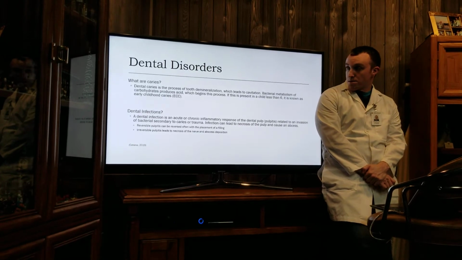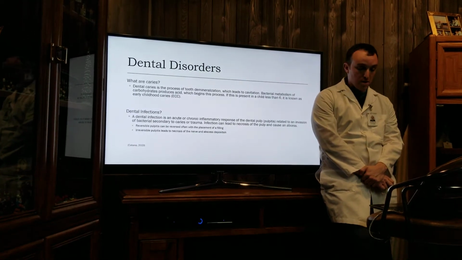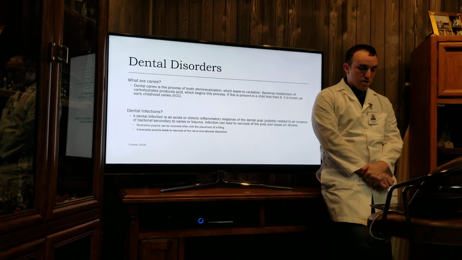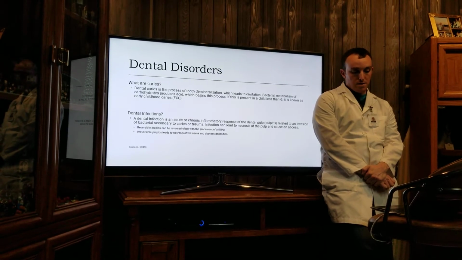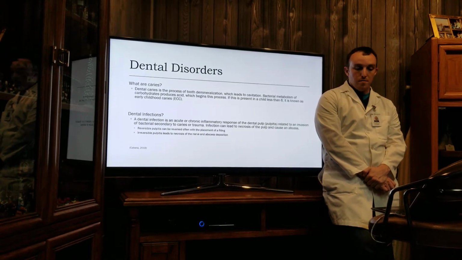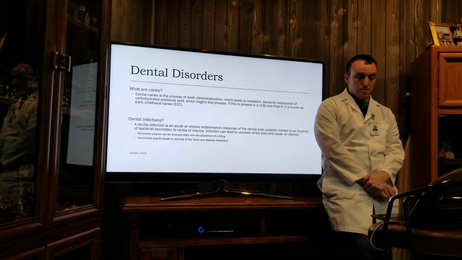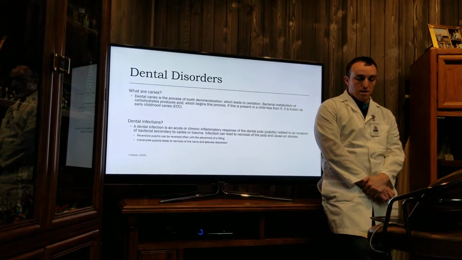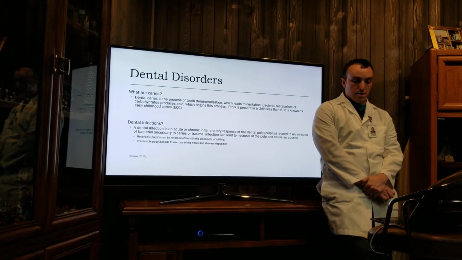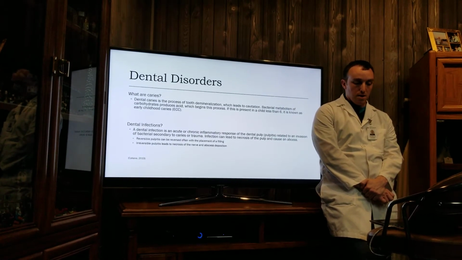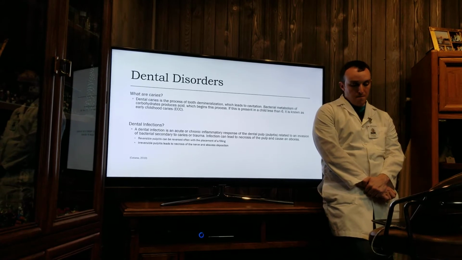So dental disorders, what are caries? Dental caries is the process of tooth demineralization which leads to cavitation. Bacterial metabolism of carbohydrates produces acid, which begins this process. If this is present in a child less than 6, it is known as early childhood caries, or ECC.